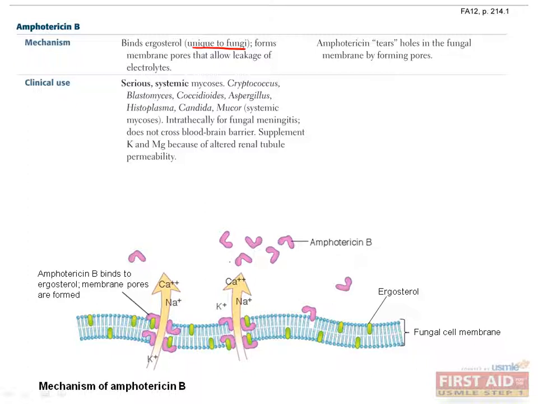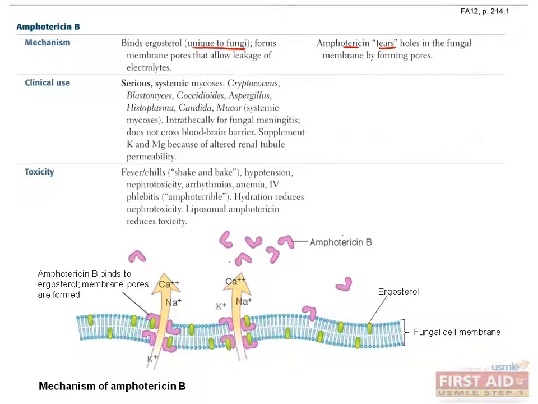Remember to supplement potassium and magnesium in patients who are on amphotericin because they tend to lose these important electrolytes through the now permeable renal tubules. The mechanism of action of amphotericin may be remembered by amphotericin as tearing holes in the fungal membrane. Amphotericin, aka amphoterrible, has numerous unpleasant side effects, which include fever, chills, hypotension, nephrotoxicity, arrhythmias, anemia, and IV phlebitis.